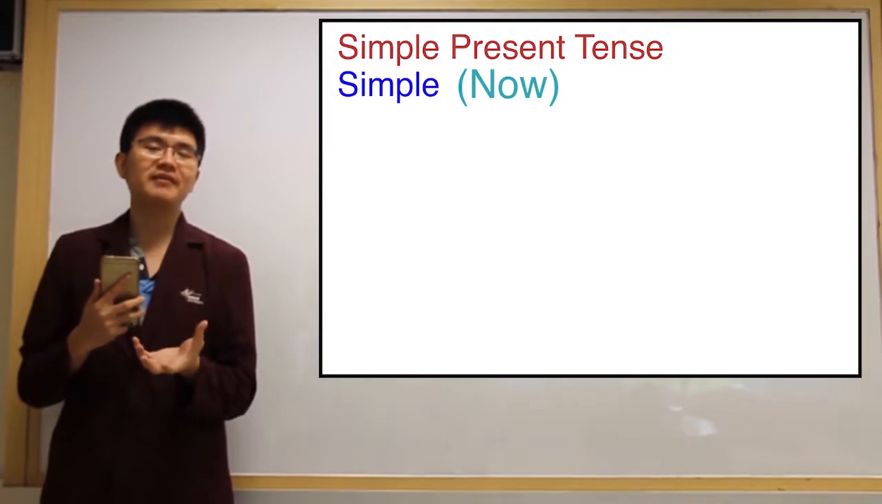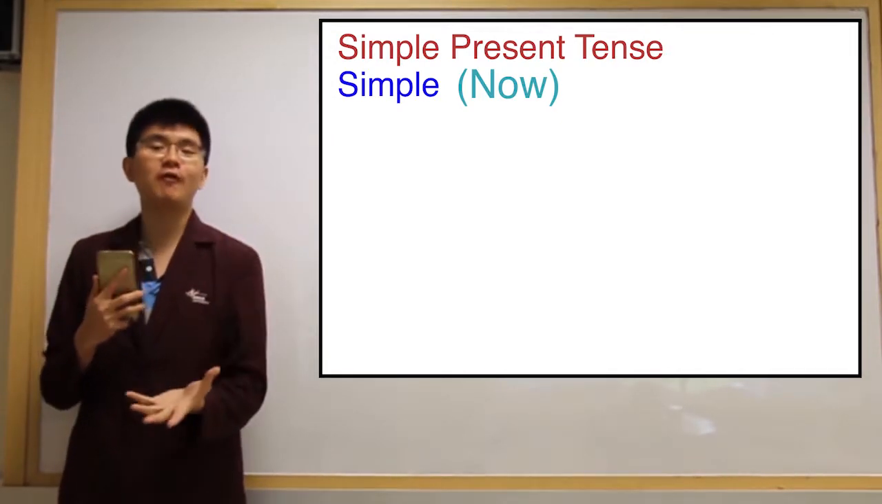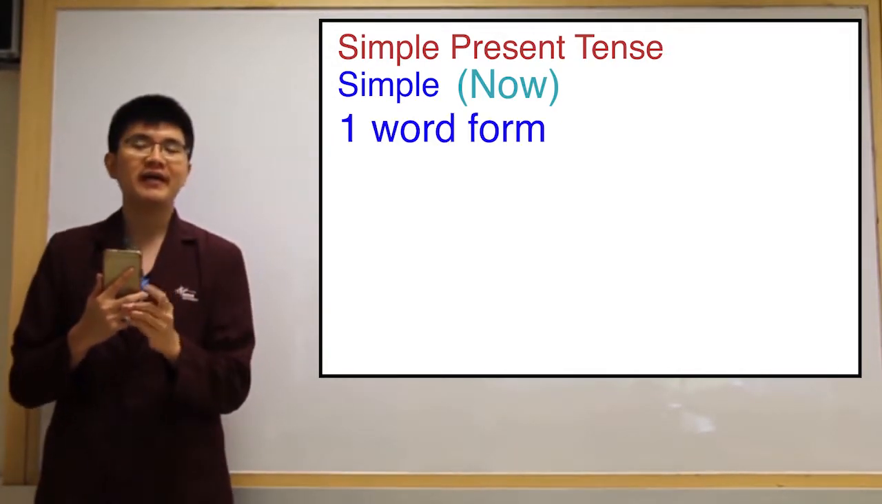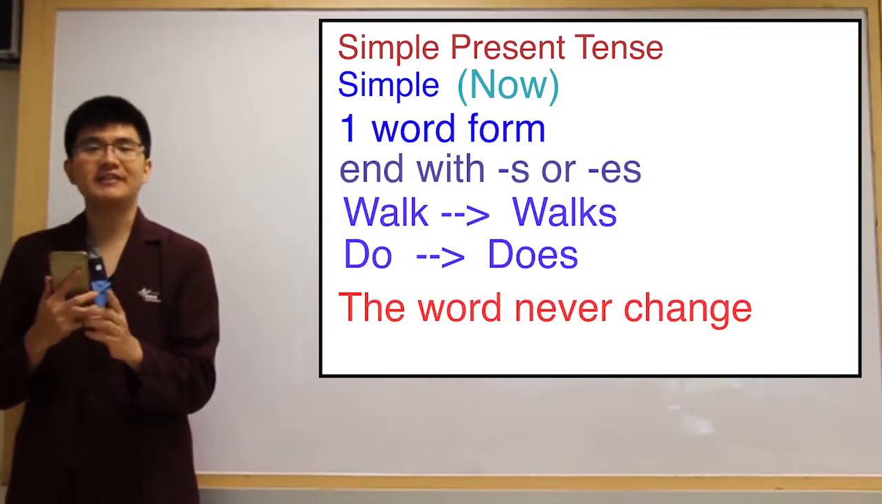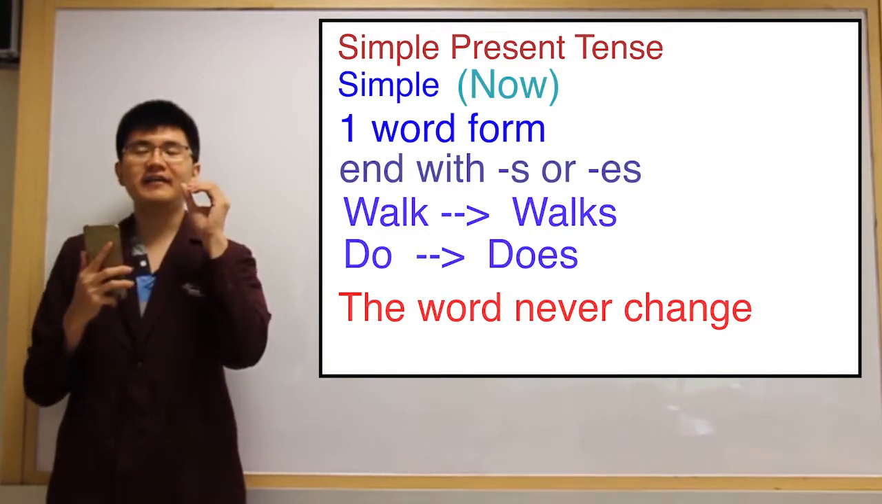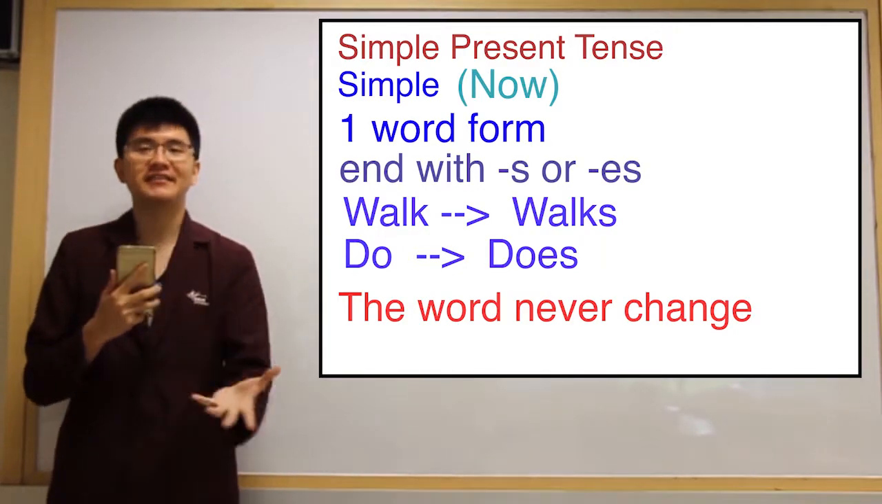What it means by simple is that there's only one word form, and it's going to be ended with s or es. So the word will never change. That's why it's called simple. And it's about present because it's about present.